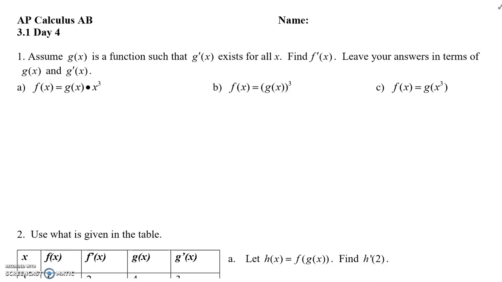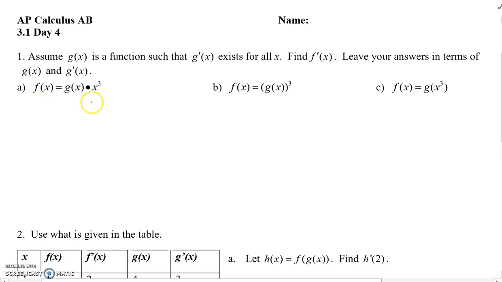So this is an extension of chain rule, and it's when you can use tables and also graphs. I don't give examples of graphs here, but you would do this exactly the same way with graphs as you would with tables. So number 1, assume g is a function such that g prime exists for all x. Find f prime. Leave your answers in terms of g and g prime. So letter A, B, and C give various ways that we could talk about a function and then how a cube can be related to it.